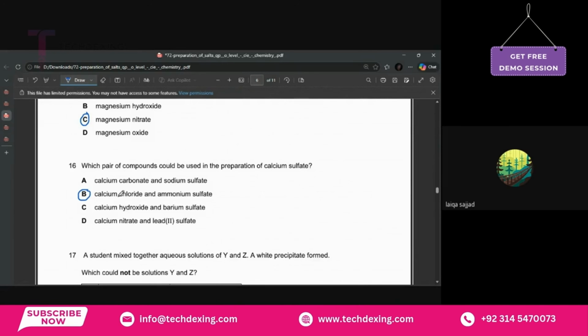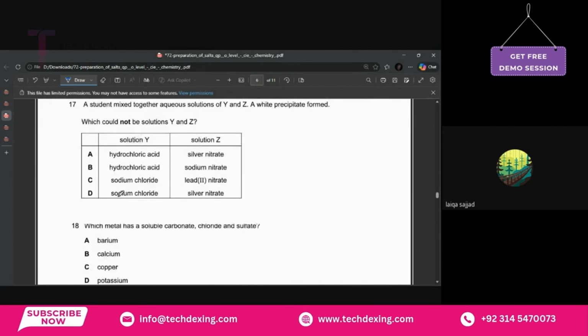We know that calcium sulfate is an insoluble salt, and to prepare an insoluble salt, we require two soluble salt solutions. But in all the other three options, one of the compounds is insoluble. Only option B is the correct option, which contains both the soluble compounds or the soluble solutions.